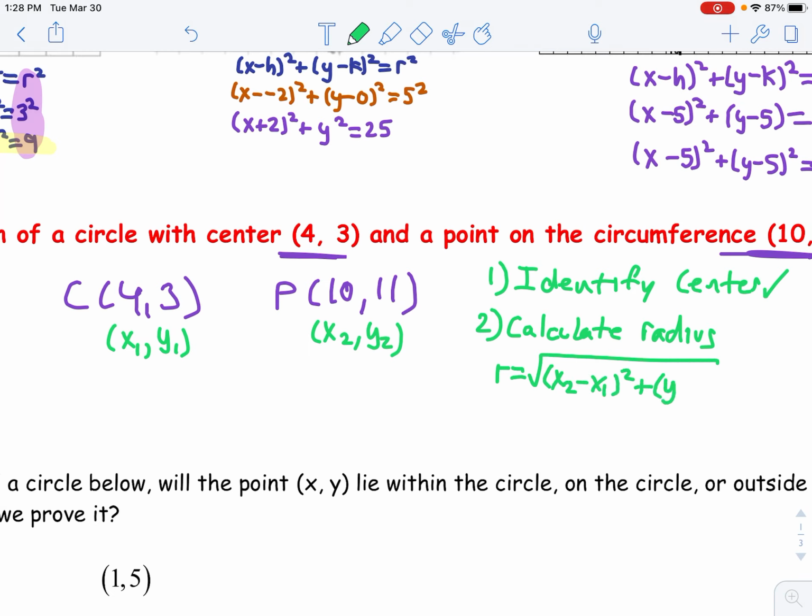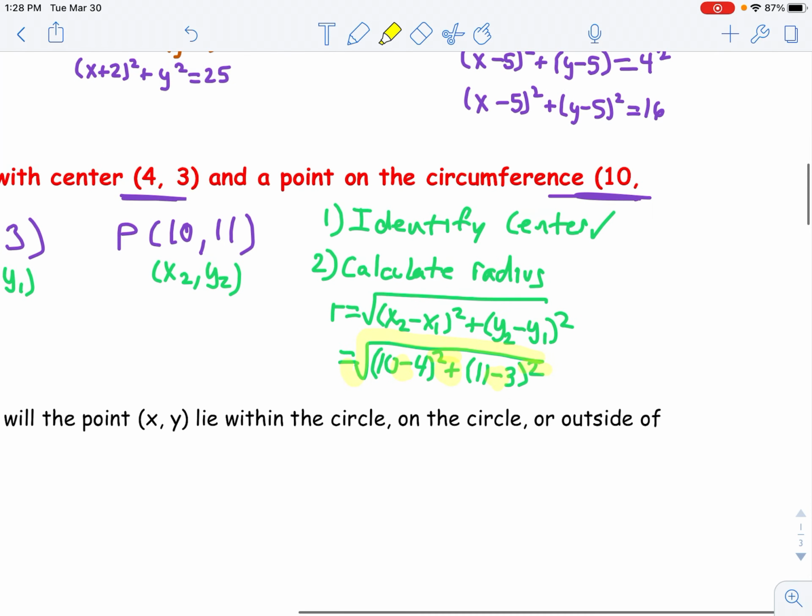Keep my x's together, keep my y's together. Pretty please, make sure you don't have any sign errors. I'm going to have (10 minus 4) squared. Don't forget any of the parts. There's a bunch of small, minor parts in this. Again, there's a giant square root. It's plus. Unless I'm plugging in a negative sign, it's a minus. Don't forget the squares. So many parts.